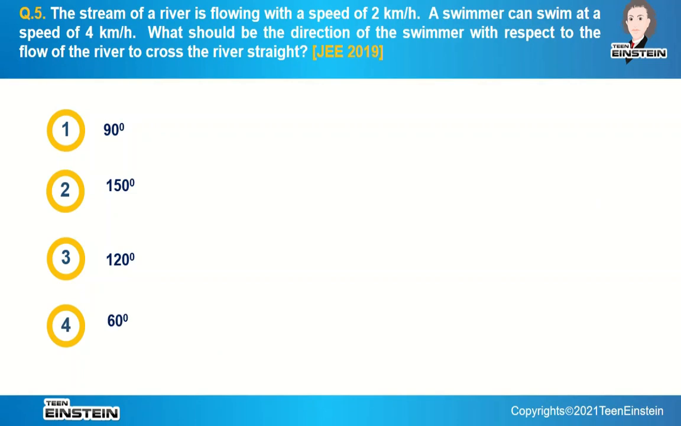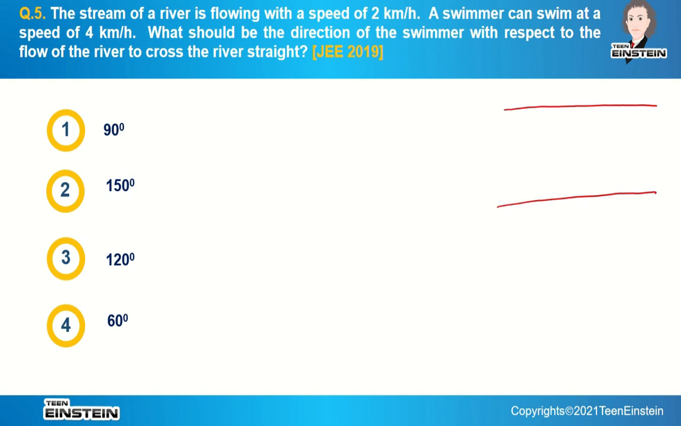Okay, the next question is: the stream of a river is flowing with a speed of 2 km per hour. A swimmer can swim at a speed of 4 km per hour. What should be the direction of the swimmer with respect to the flow of the river to cross the river straight? So here what they are saying is a stream of river is flowing with a speed of around 2 km per hour.